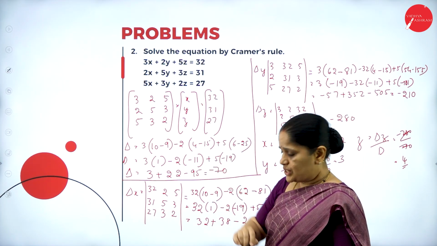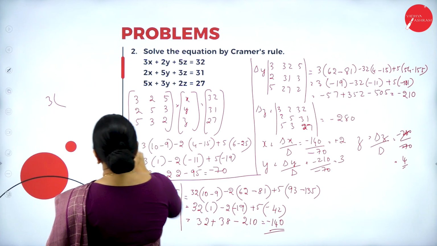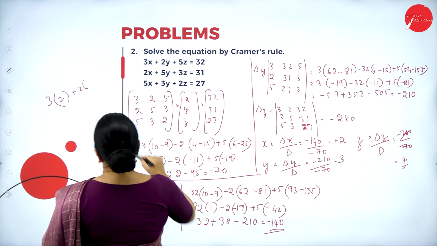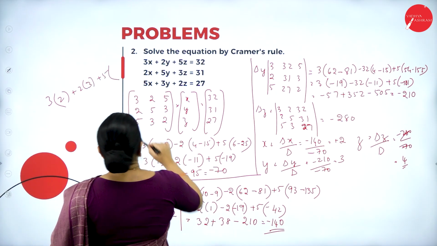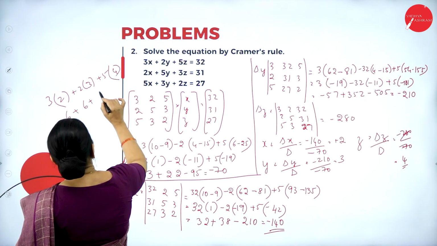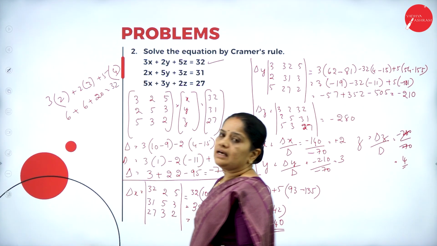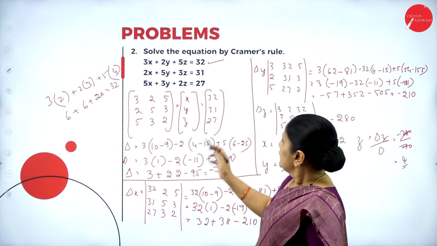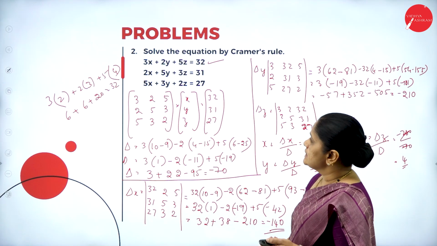Now if you want, you can check it here. So 3 into, what is the value of x? 2. Plus 2 into, what is the value of y? 3. Plus 5 into, value of z is 4. So 3 2s are 6, 6 plus 20, that is 32. So we are getting the answer as 32. So we have solved the problem here. We have found the values of x, y and z.